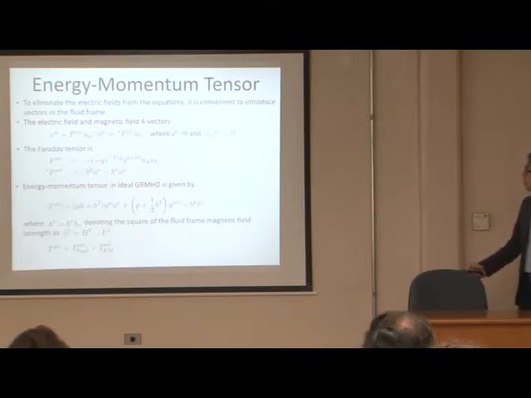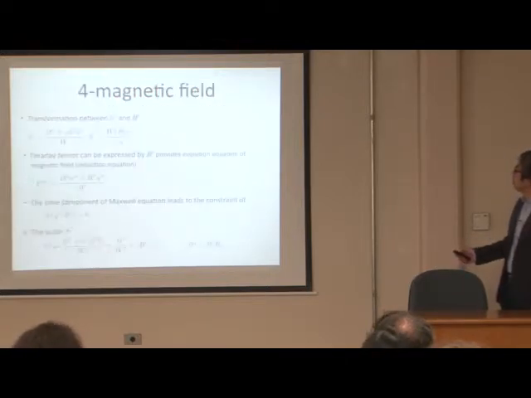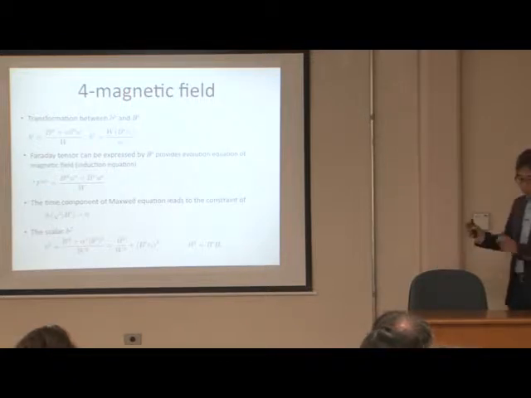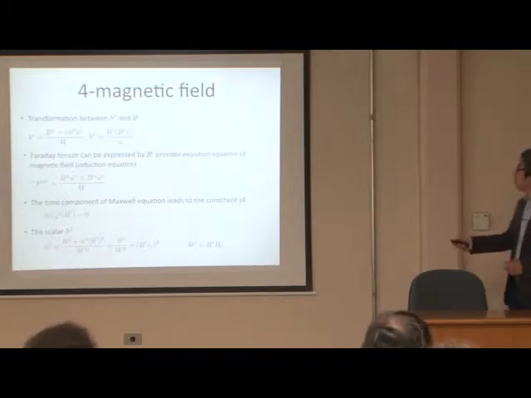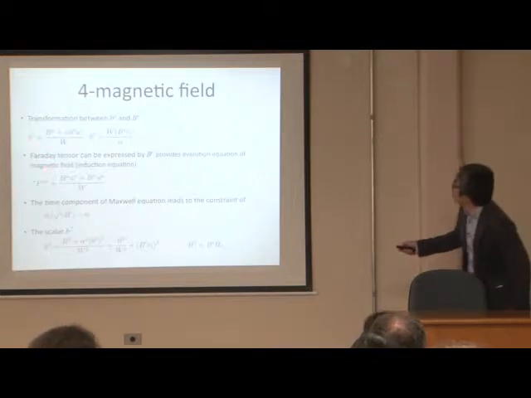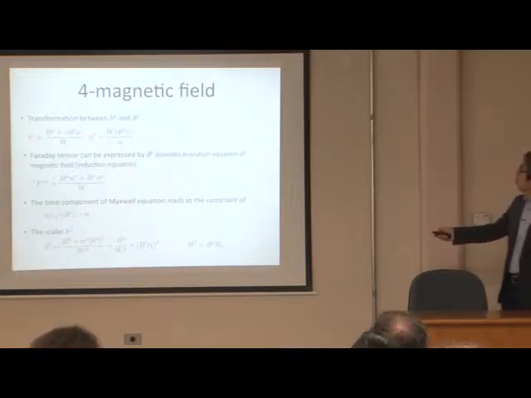So this is important. The energy momentum tensor includes the fluid part and the electromagnetic part. This is the addition to the MHD part. Here is a transformation between the small b mu and the capital B mu. Capital B mu is the normal 3-vector magnetic field, and the small b mu is what we call a 4-vector magnetic field in the fluid frame. So this is our transformation, and then b0, the time component, is written here.